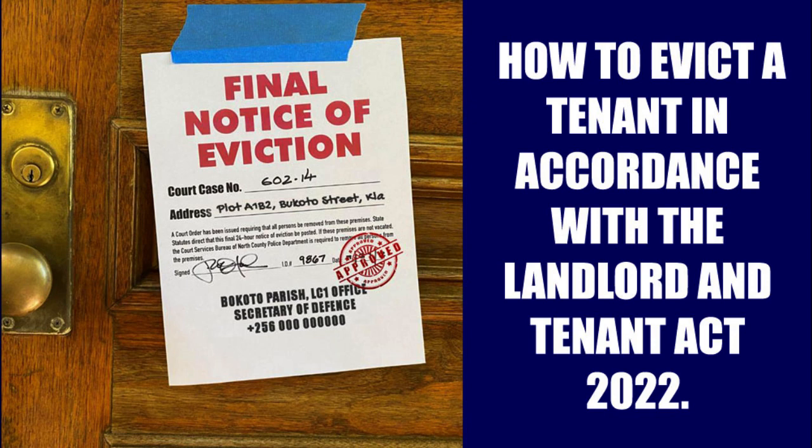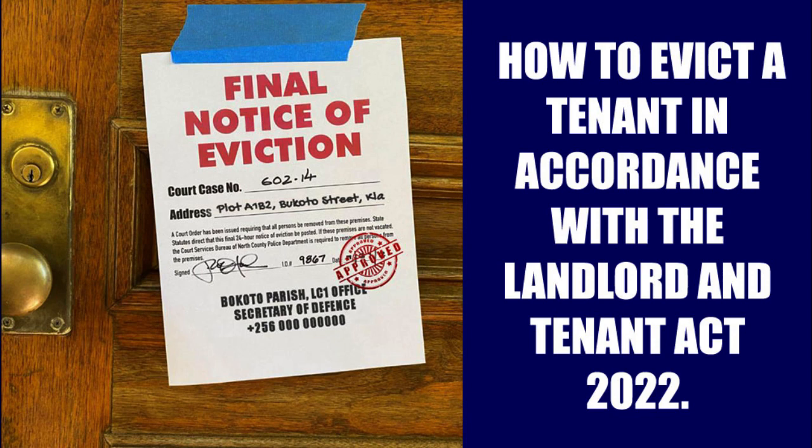1. Vacation of premises on termination of tenancy. When terminating a tenancy in accordance with the Landlord and Tenant Act 2022, it is essential for the landlord to provide the tenant with a notice of termination. This notice should specify the date by which the tenant is required to vacate the premises. The tenant must adhere to this specified date, or any other date mentioned for vacation in the notice.